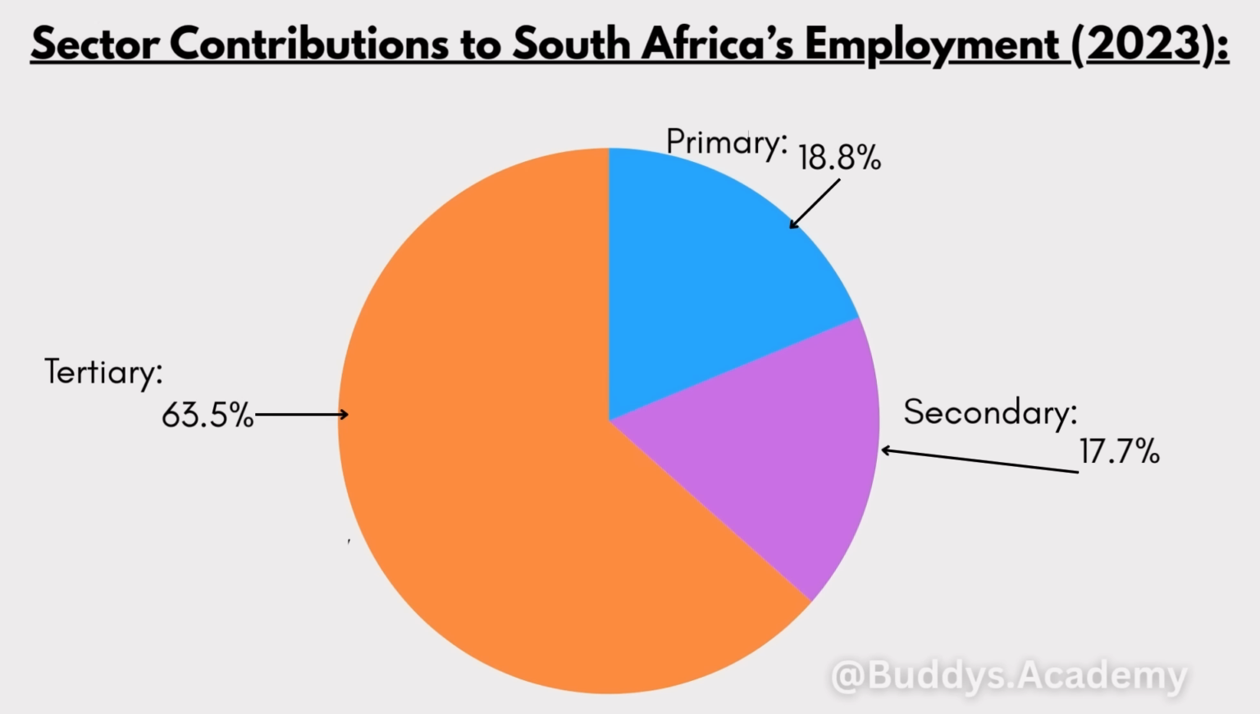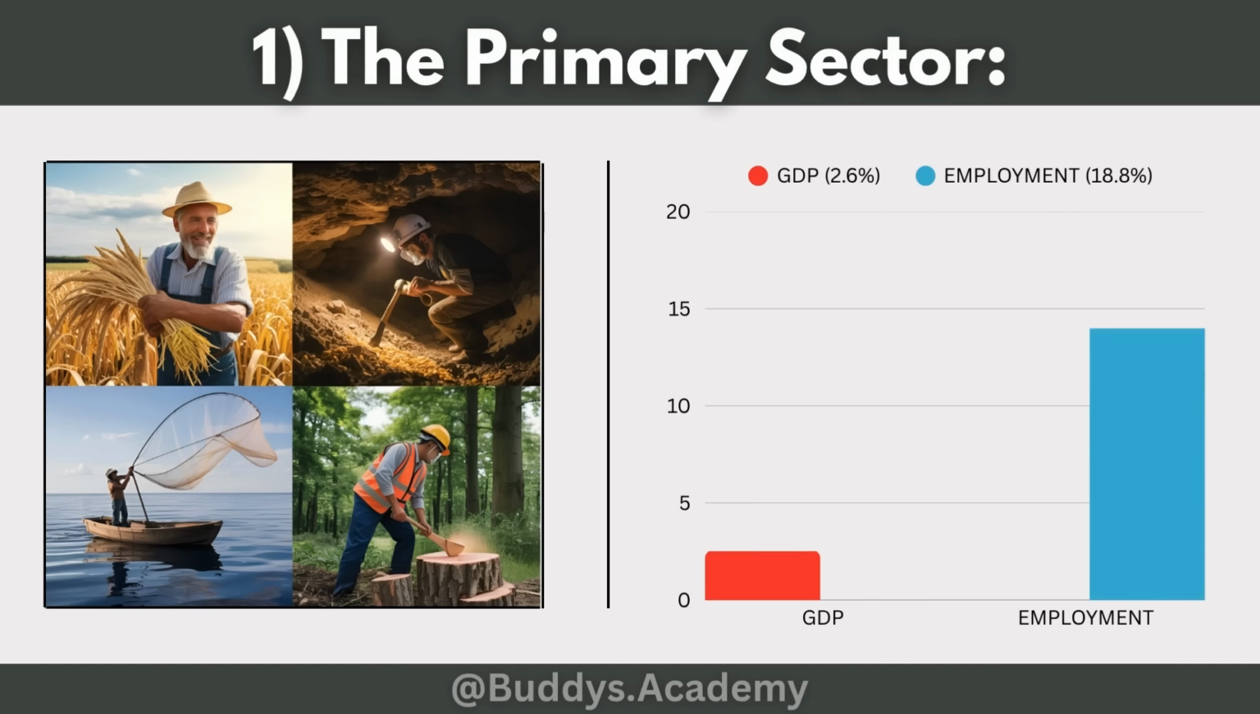Now let's interpret this data and see what it's actually trying to tell us. Now, in terms of our primary sector, employment is going to be high at 18.8%, but its contribution to the GDP is going to be very low at about 2.6%.